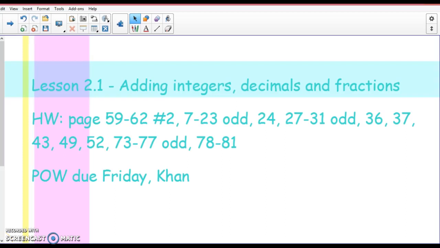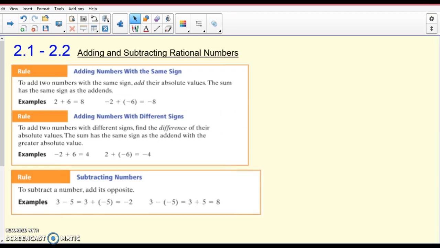All right, this is lesson 2.1 in the book. We are going to add integers, decimals, and fractions. Now, this is the homework that goes with it. I am going to tell you guys right now that some of this is definitely review.